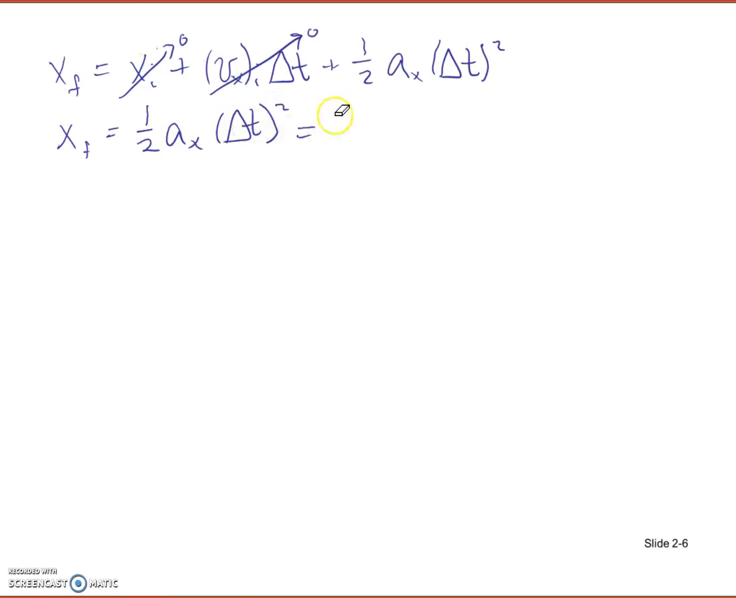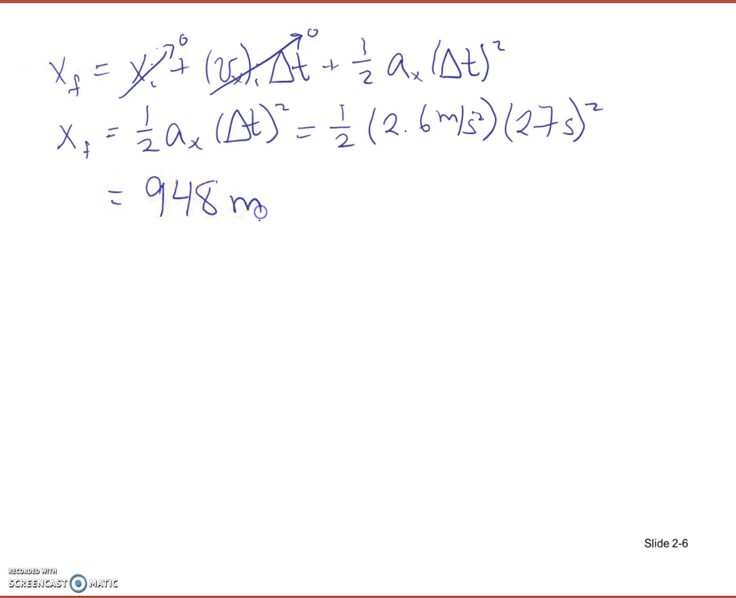So I can plug in numbers. This is equal to 1/2 times the acceleration, once again, 2.6 meters per second squared, times the time interval of 27 seconds squared. That's what I found just above. So messy. Plug in these values, and I see this is about 948 meters. How far is that? Is this reasonable? Well, if I convert that to miles, that's about 0.6 miles. Yeah, that seems about right. Runway, if I look at it, yeah, it seems about 1/2 mile long.